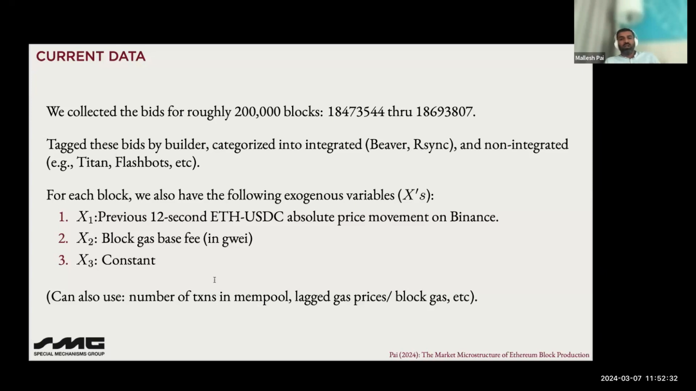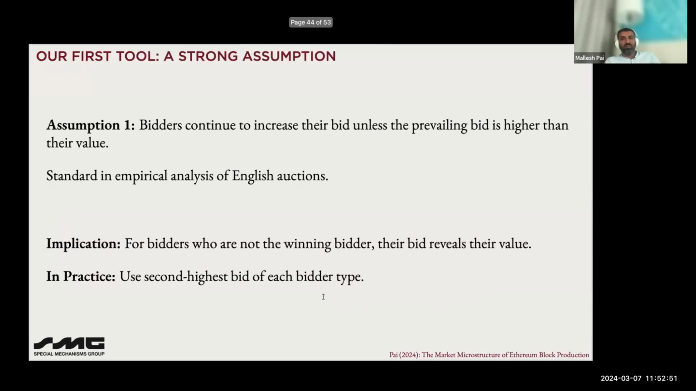We potentially have access to a whole bunch of other exogenous variables. For example, the number of transactions in the mempool. We can use lagged gas prices and block prices. We could get price movements for other popular tokens on Binance or on other exchanges. So those are our exogenous variables.